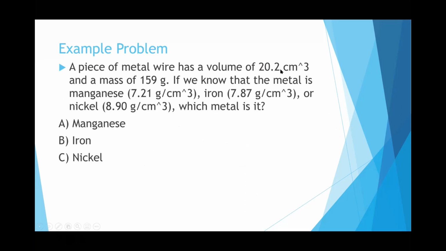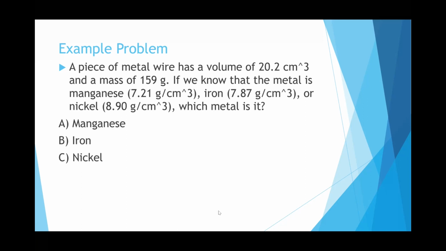This is my first poll question. I'm going to read it first, then release a Zoom poll, and I would like it if everyone answers. A piece of metal wire has a volume of 20.2 centimeters cubed and a mass of 159 grams. If we know that the metal is manganese, iron, or nickel, which metal is it? We're given the densities of the three metals. The density for manganese is 7.21, the density of iron is 7.87, and the density of nickel is 8.90.